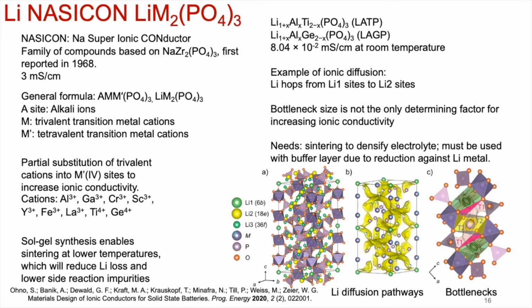So what is M? What can you put on the M side? You can put anything that is trivalent, so 3+ transition metal. Okay. The M prime needs to be a 4+ oxidation state. That's also a transition metal. So what have people looked at? People looked at things like putting in aluminum, gallium, chromium, scandium, yttrium, iron, lanthanum, titanium, germanium. And when you put it all together, you get this general composition. And these are the two compounds that have emerged as either electrochemically stable, air stable. That's quite attractive from a manufacturing point of view.